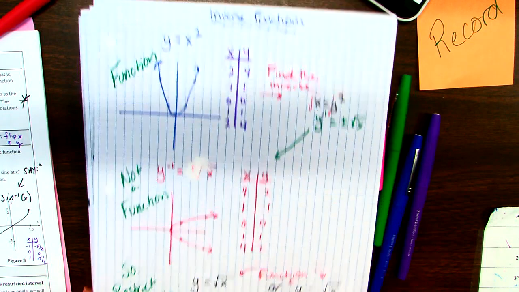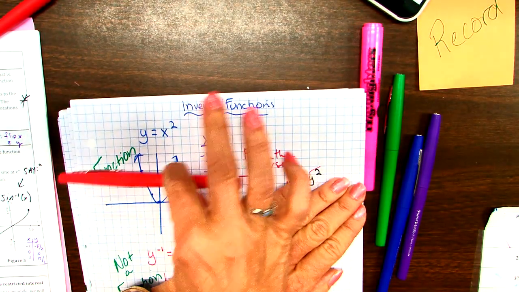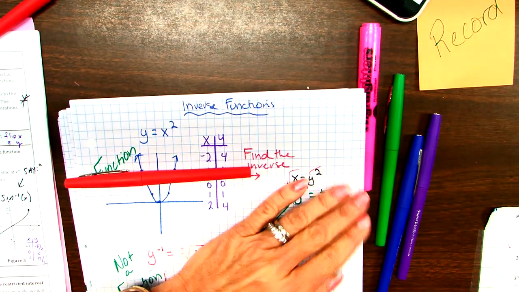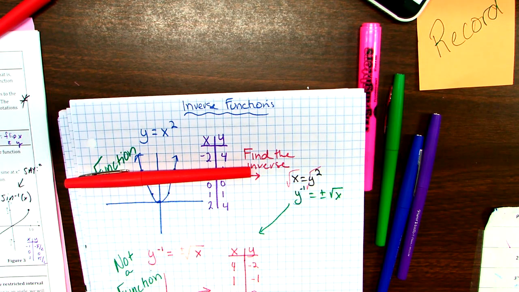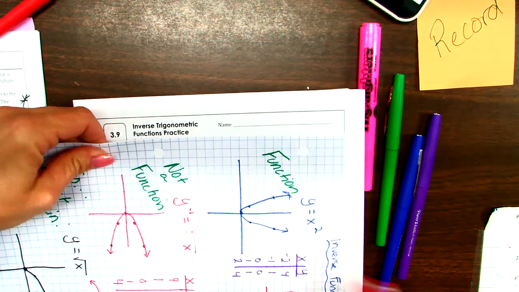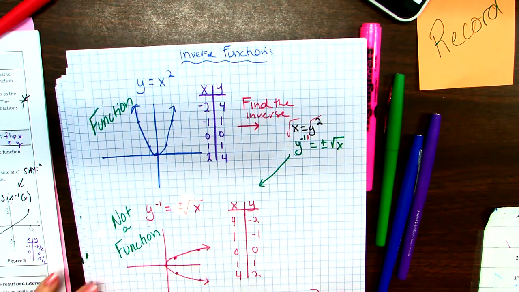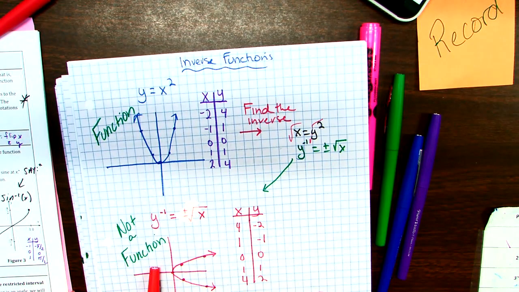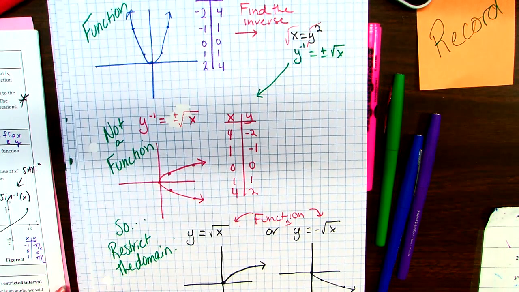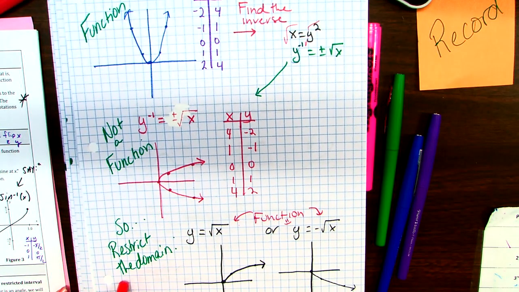So let me back up. Before you even do all of this, you could look at this and tell that its inverse is not a function because it doesn't pass the horizontal line test. Okay, because that just means if I flipped it, it wouldn't pass the vertical line test. Okay, so how do we go from a function to not a function? Well, that shouldn't happen. What we have to do is restrict the domain, or the x values.